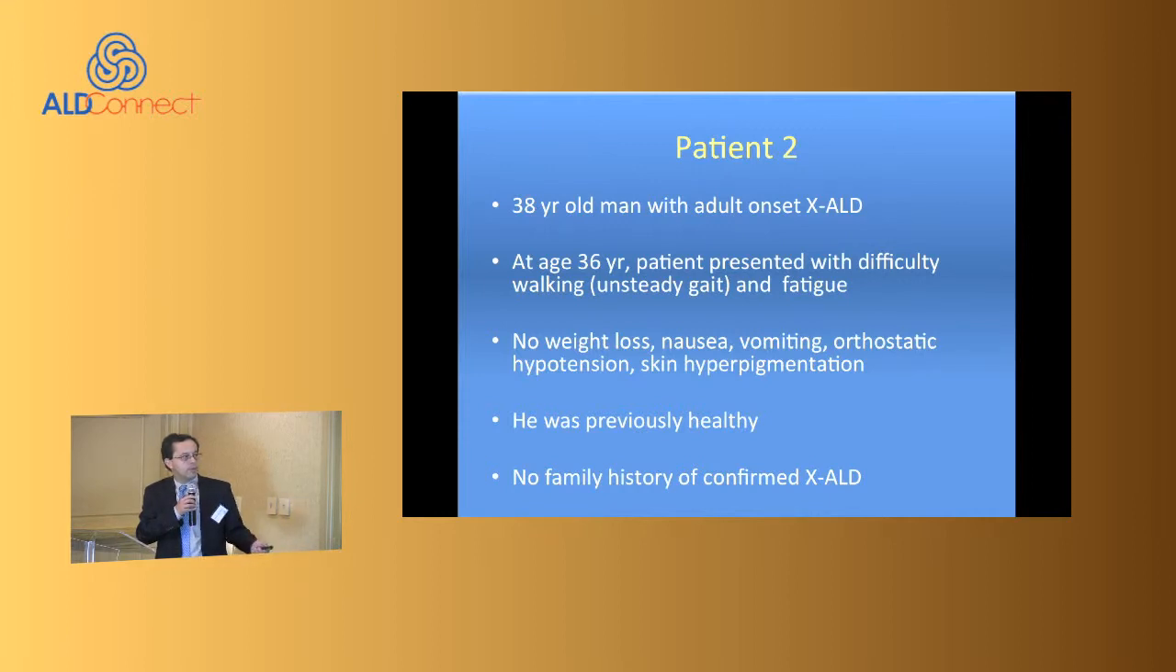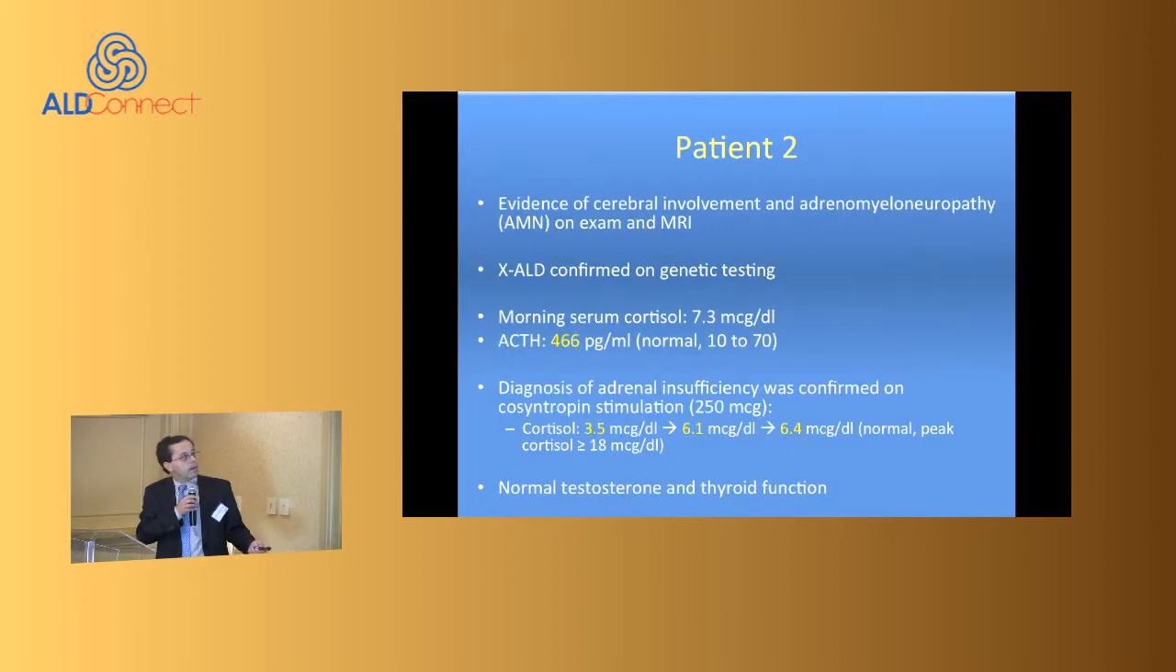The second patient is an adult, also with adult onset disease, who presented with unsteady gait and some tiredness, but had no other classic symptoms of adrenal insufficiency at the time and was otherwise healthy. He was actually diagnosed with a cerebral form of the disease, confirmed on genetic testing. But lo and behold, you can see his ACTH is high. And morning cortisol was indeterminate. This falls neither sufficiently high to be reassuring, nor low enough to be diagnostic of adrenal insufficiency. But when he had the stimulation testing, he was really shown to have adrenal insufficiency.